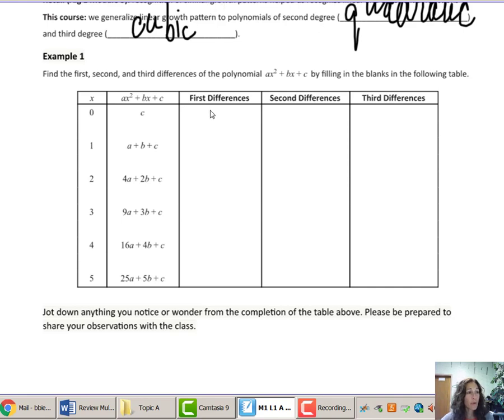Okay, and so in order to find the first difference, we're going to take this term here and subtract that. So what we have is a plus b plus c minus c. Again, that's a plus b plus c minus c, which means that our first difference between these two would just be a plus b.